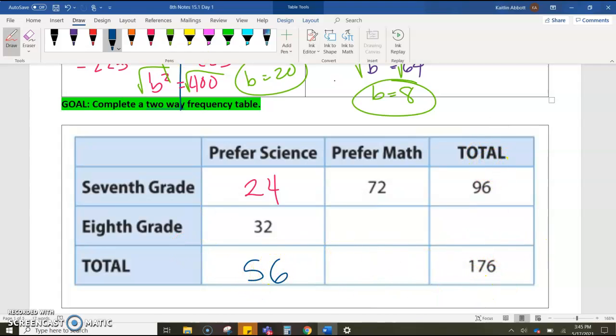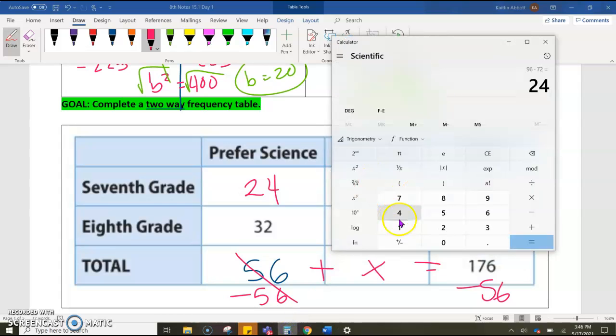So like I said earlier, if we don't know what this number is, 56 plus x equals 176. To get x all by itself, we're going to subtract 56 from both sides. Those go away. I mean, that number is still going to be there, but for the sake of the equation, it goes away. So we're left with x equals 176 minus 56.